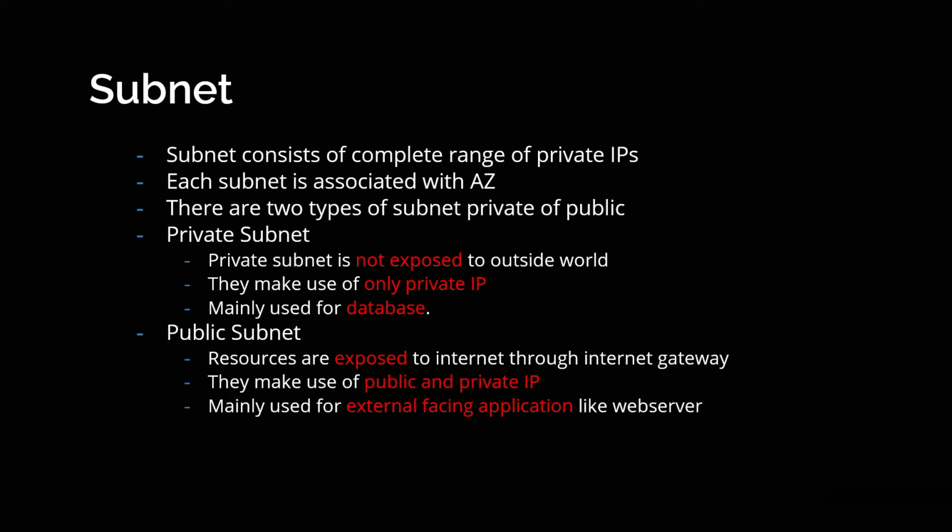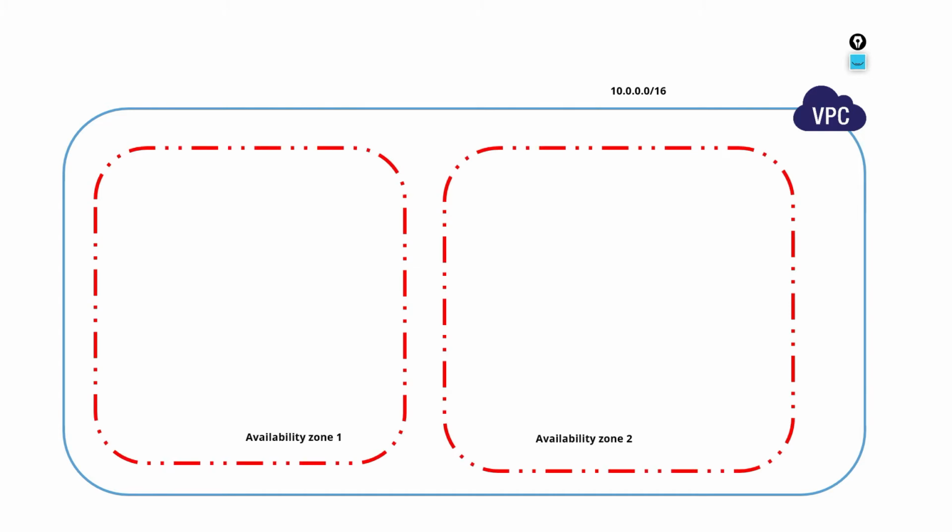Let us say, for example, I have a VPC in my region, and in that VPC, I have an IP address of the range 10.0.0.0/16, which means that the first two octets are fixed and can't be changed, and the remaining two octets can be changed. With this IP range, you can create 65,536 different IP addresses within this VPC. Now, I have two different availability zones, and within these availability zones, I will be creating my subnets.